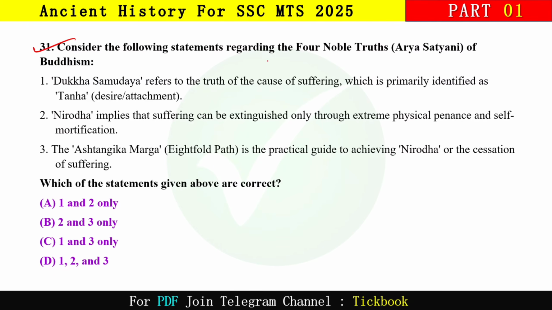31. Consider the following statements regarding the Four Noble Truths, Arya Satyani, of Buddhism. Option number C, 1 and 3 only. 2. Dukkha Samudaya refers to the truth of cause of suffering, which is primarily identified as tanha, desire or attachment. 3. The Ashtangic Marg, Eightfold Path, is the practical guide to achieving Nirodha or the cessation of suffering. Which of the statements given above are correct? 1 and 3 is the correct answer.